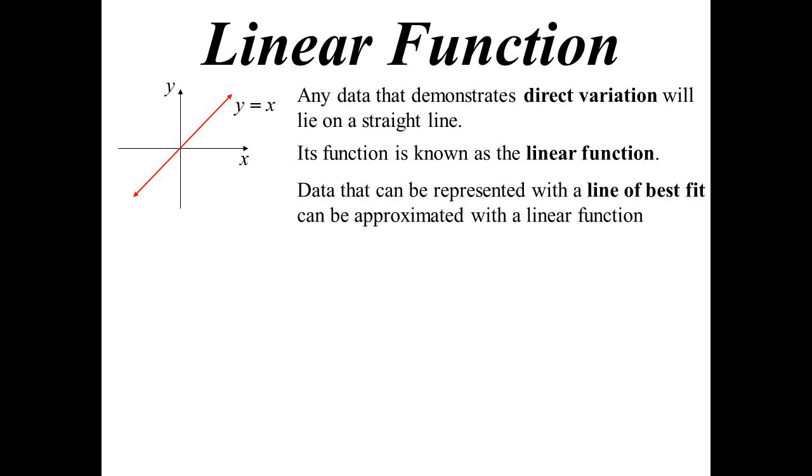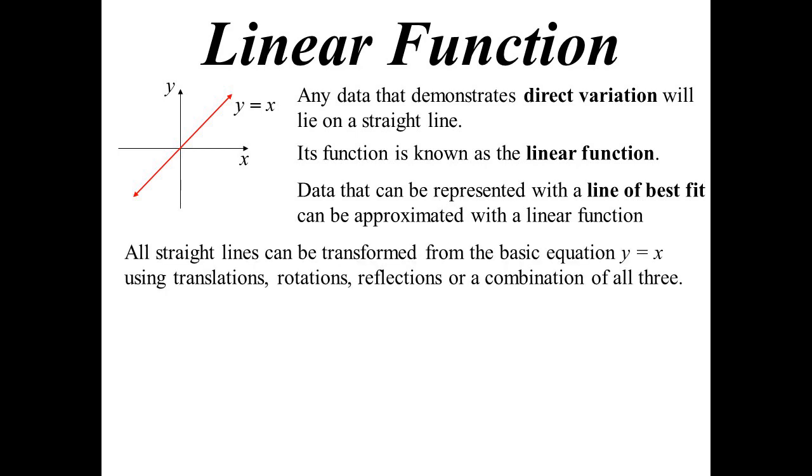Now, when you're using real data, and you've probably seen this in science, reality is not as nice. They don't usually fall in a straight line because you get little errors in experiments and things like that. And that's where we have things like a line of best fit. We try and get the best line that will go through that data. You can see roughly when you plot them that it does look like a linear trend. We're just going to work out the one that best fits the data that we have. Now, all straight lines can be transformed from the basic equation, y equals x. We might use a rotation, a translation, a reflection, or a combination of all of these, but we can get it to any straight line we like.